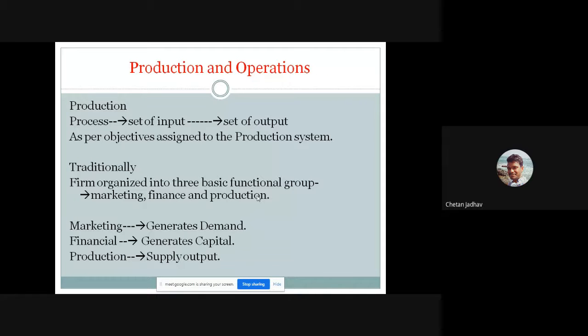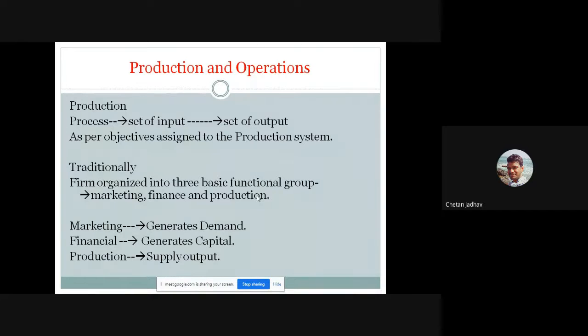So we will discuss operations management. Production is first. It is a process of setting input. Take a simple example: production is nothing but, whatever we have designed, we have set a target for that product. For that product we have to provide whatever input is required, as raw material, processing equipment and machines. Then we will get some net output. This is production. In traditional form it is organized into three basic functional groups: marketing, finance, and production.